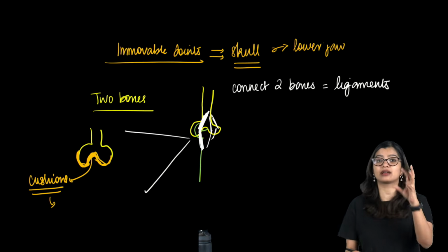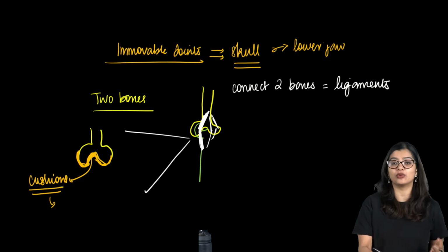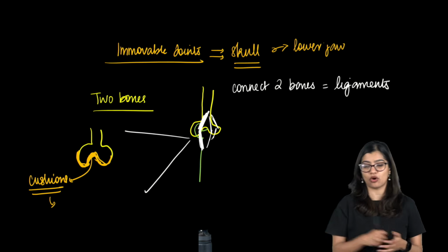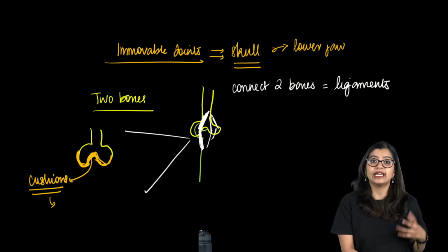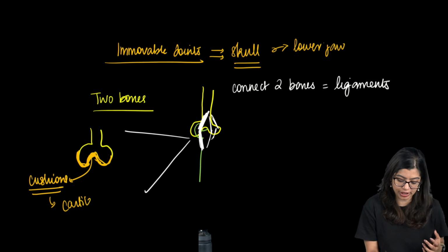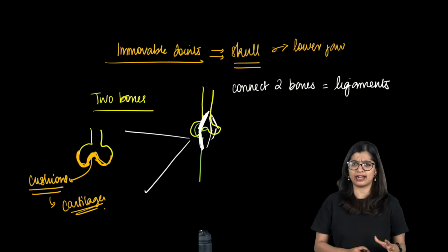So we find that cartilage, which is a soft, spongy structure, is found on the outer surface of the bones at the joints. And what is the function of cartilage? To act as a cushion. So this is all about joints, types of joints and cartilage.